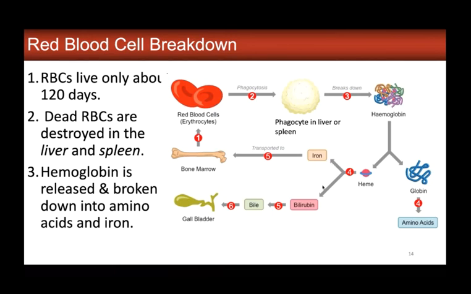So the big things to remember from this slide are how short-lived red blood cells, erythrocytes, are, that they are pulled out of circulation by the spleen and the liver, and that their components are repurposed and reused.